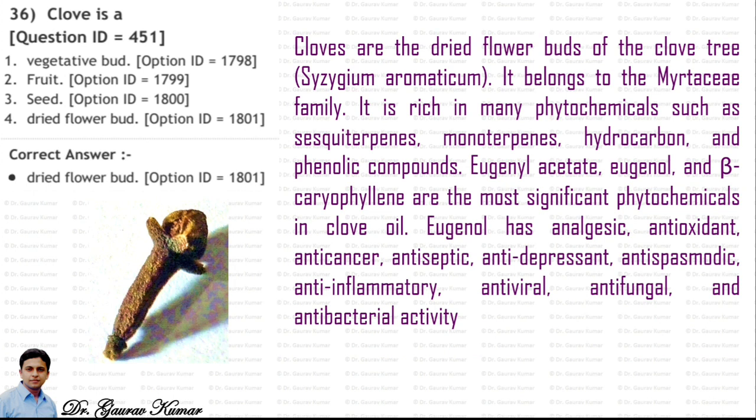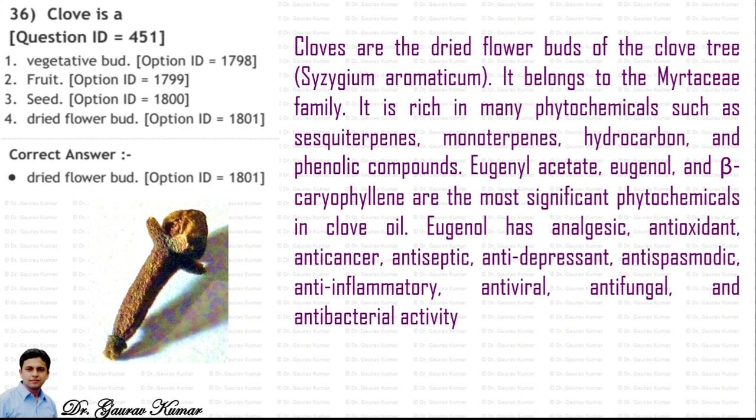So the cloves are the dried flower buds of the clove tree, Syzygium aromaticum. It belongs to the Myrtaceae family. It is rich in many phytochemicals such as sesquiterpenes, monoterpenes, hydrocarbon, and phenolic compounds. Eugenyl acetate, eugenol, and beta caryophyllene are the most significant phytochemicals in clove oil. Eugenol has analgesic, antioxidant, anti-cancer, antiseptic, antidepressant, antispasmodic, anti-inflammatory, antiviral, antifungal, and antibacterial activity. So many activities are there by eugenol.